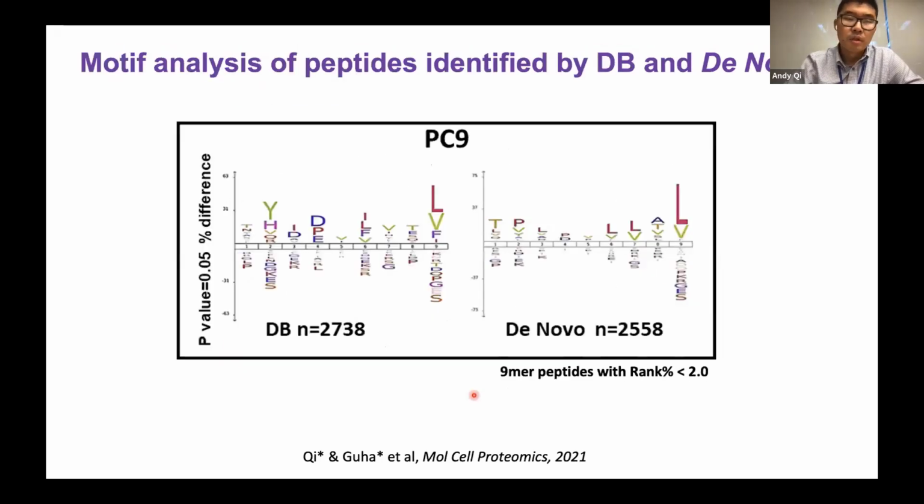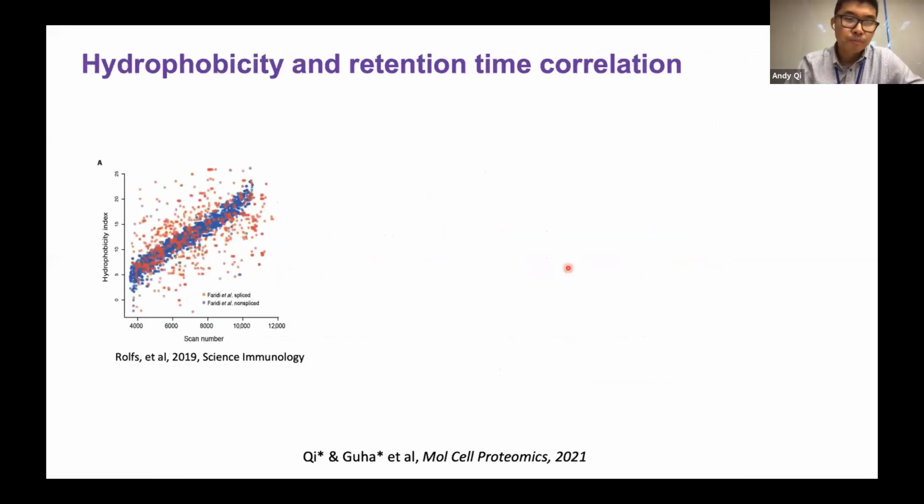other search engines. And also Paul just showed something very similar. We did the same thing. So from the motif analysis with the database search and the de novo search, we see that the motif for one of the PC9 cell lines aligns really well, especially in the number 9 anchor position. So they align really well.